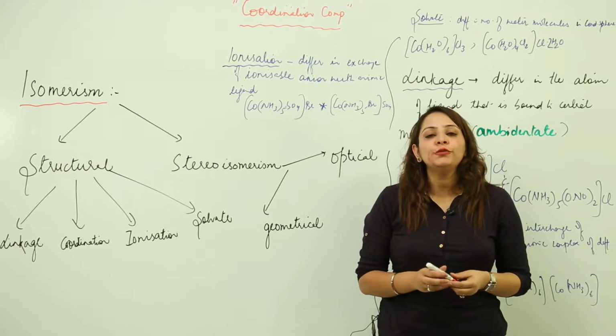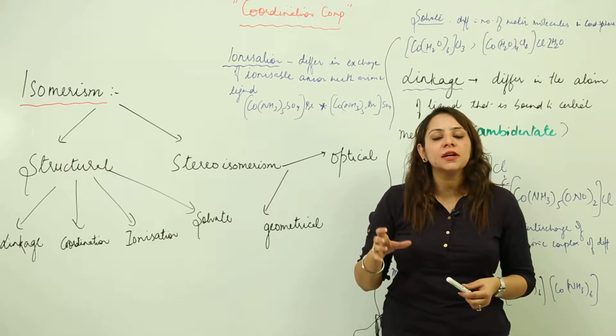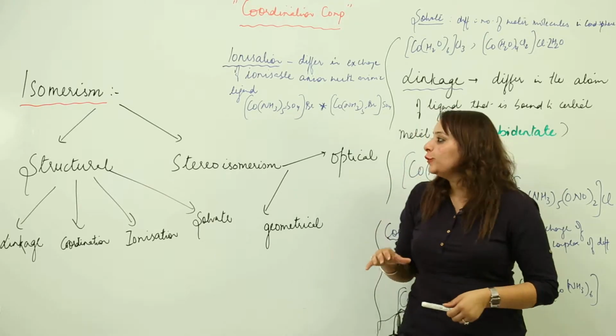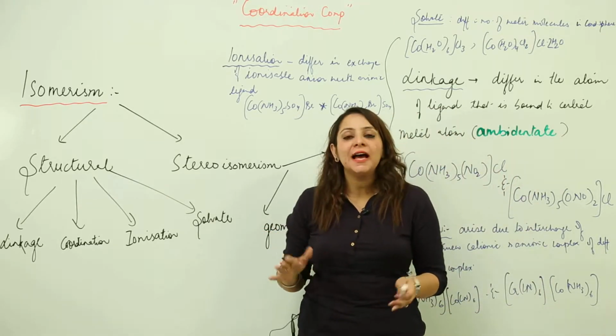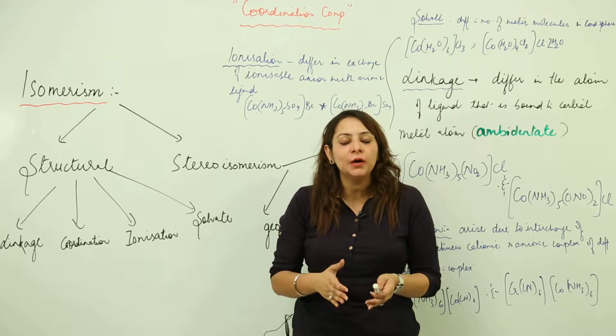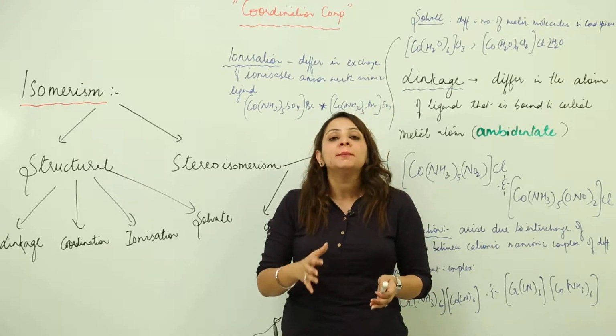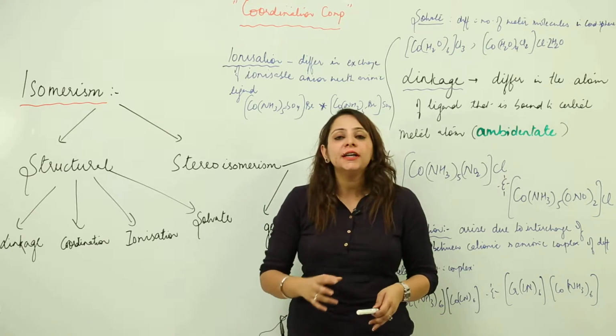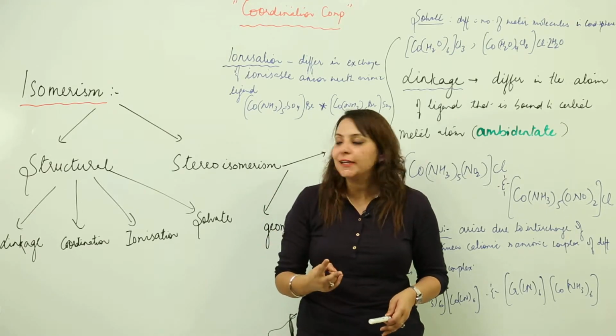Now we are going to look at the isomerism that coordination compounds exhibit. We have two kinds of isomerism. As you are all aware of the definition, isomers have the same molecular formula but a different arrangement. It commonly shows two kinds of isomerism.